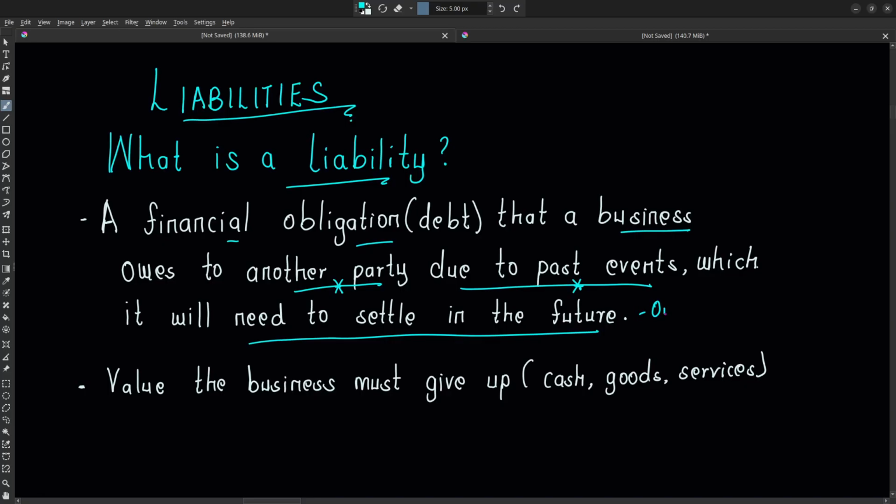So you should always know there's going to be an outflow of resources to settle this obligation. Basically, a liability is the value the business must give up. It could be cash, whether you're paying a loan in cash, it could be goods, or it could be services. When you settle it, it is no longer a liability to the business. But as long as it stands, a liability is the value the business must give up.